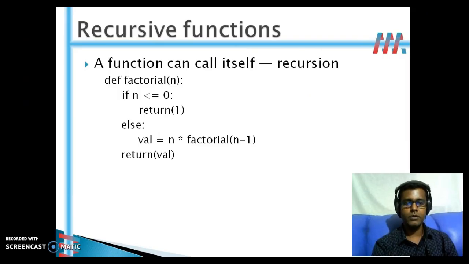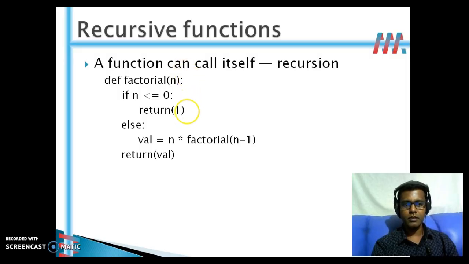So the last one we are going to see is the recursive functions. The recursive functions are nothing but a function that calls itself. So repeatedly the function is going to call itself until some condition is reached. The example given below here is the factorial program which is calculated recursively with the help of a function. So I am defining a function called factorial of n. Within this I am going to check for a condition. If n is less than or equal to 0, then I am going to return 1. Else I am going to repeat this statement, val equal to n star factorial of n minus 1.